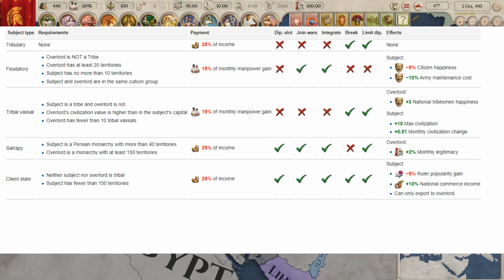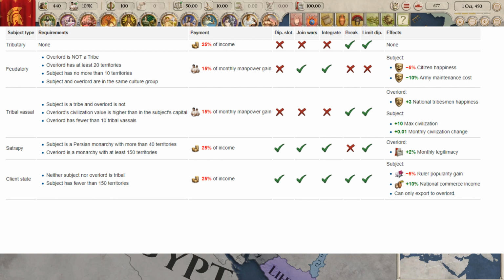Finally, we move on to the final and my favourite type of vassal, and that is the client state. In order to create a client state, neither you or the target nation can be tribal. The subject also has to have fewer than 150 territories under its control. Like satrapies, client states provide you with 25% of their monthly income. The client can also get a bonus to its national commerce income by 10%. However, the ruler of the client state gets a -5% penalty to his popularity gain per month.